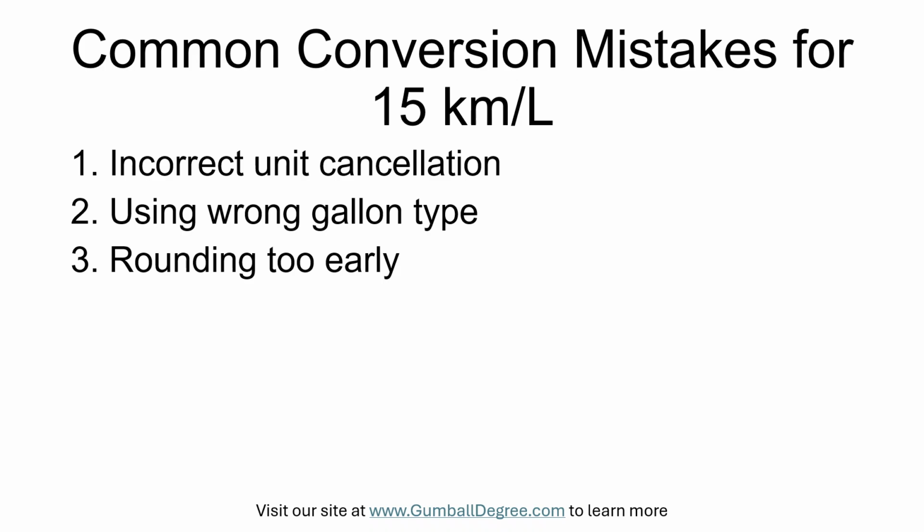Another mistake is using the wrong gallon type because there is a United States gallon and an imperial gallon, and the remedy is to always check that you are using United States gallons for miles per gallon United States. A third error is rounding too early, which can give a noticeably different final number. And the simple tip is to keep extra digits while calculating, then round the final result to a sensible number of significant figures.